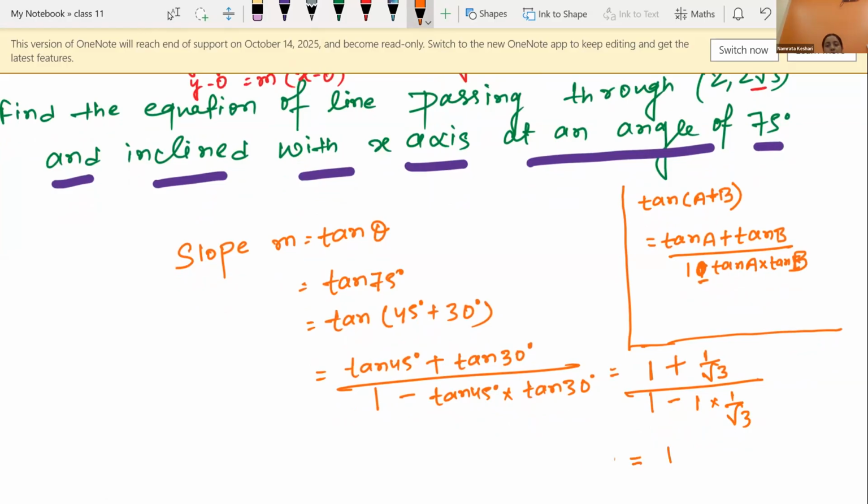Okay, now we will be doing the simplification. In numerator, we are having 1 plus 1 by root 3. In denominator, we are having 1 minus 1 by root 3. And what are we going to get? Root 3 plus 1 by root 3 minus 1. Okay, please check this denominator, are you understanding the simplification part? Yes.